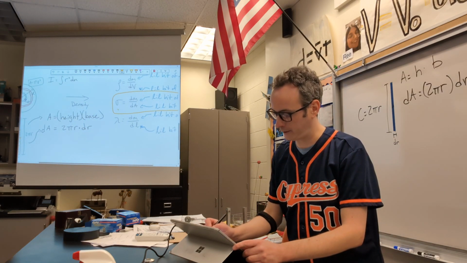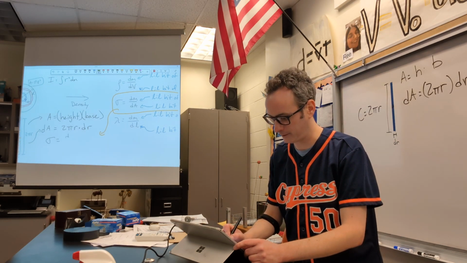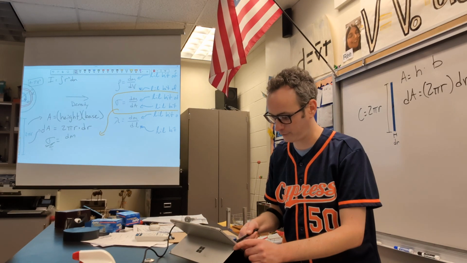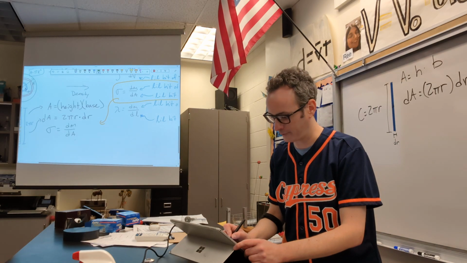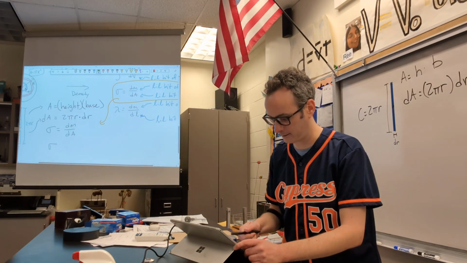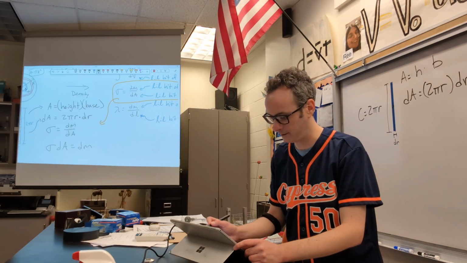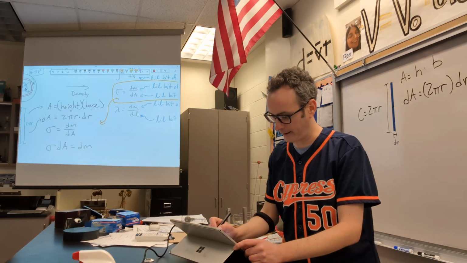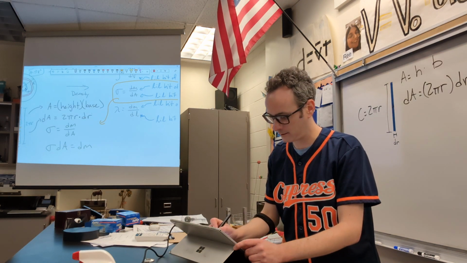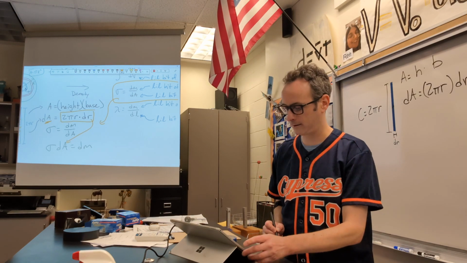So again, I'm using this equation, which says sigma equals, and again, that's the area density, which is uniform in this case, dm over dA. I'm going to multiply both sides by dA. I'll get sigma dA equals dm. And then I could take all of this, because this is dA, and I can plug it in to there.